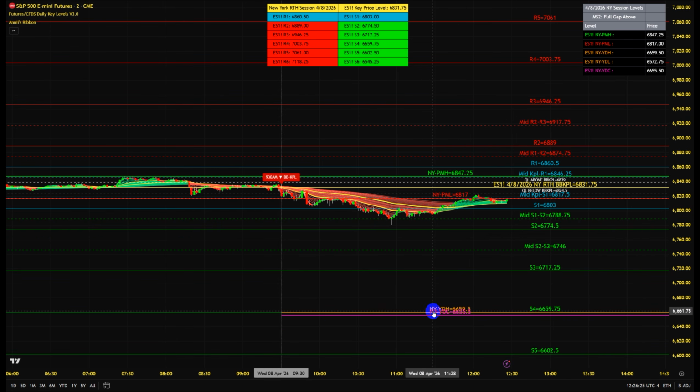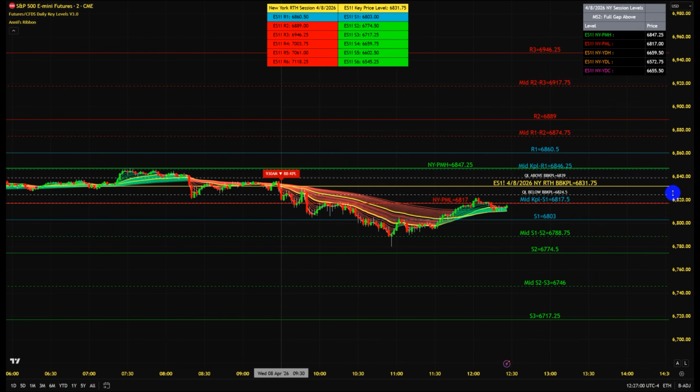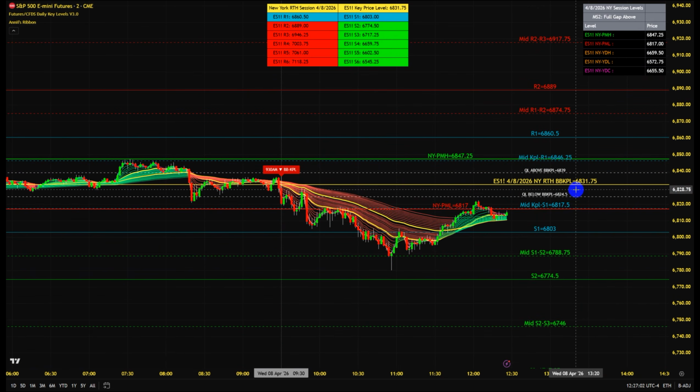Okay, so as you can see here, here's yesterday's daily high for the RTH, the YDH level. Here is the YDC level, yesterday's daily close for the RTH session. And then way down here, we have yesterday's daily low for the RTH session, which was 65.72.75. Yesterday's daily high was 66.59.50. Today's S&P 500 key price level, the bull bear key price level given by the indicator for today's New York RTH session is 68.31.75.